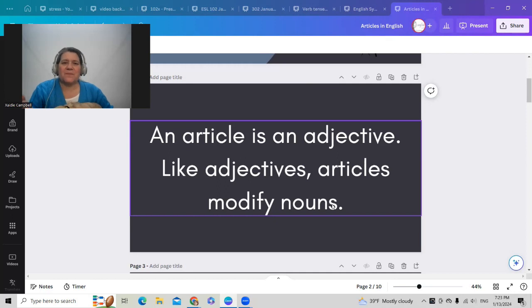In English, all adjectives go in front of the noun, before the noun. For example, this is a very sweet dog. He is a sweet dog. You are. Yes, you are. So good.